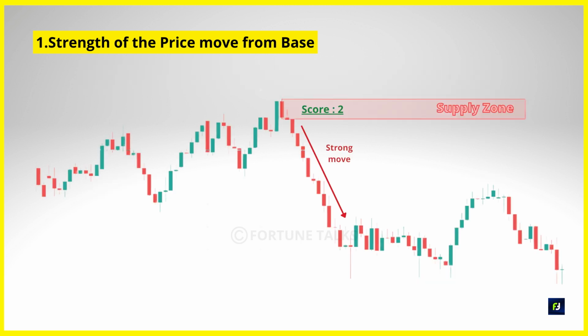Now based on this first odd enhancer, we can give a score from 0 to a maximum of 2 points. So when we have a supply zone where the price leaves the zone with big candles, this zone shows a high probability of success because of the strength of the price move out of the basing structure. The score we will give to this zone is 2 points, which is the maximum score.